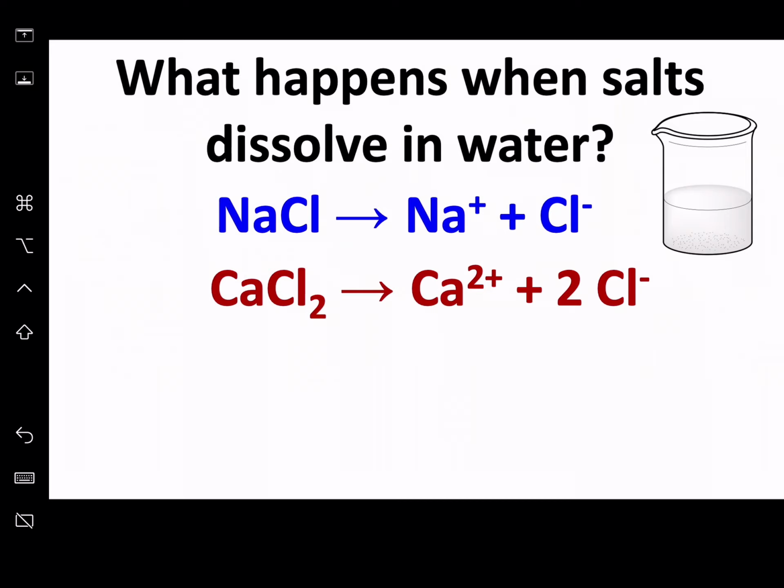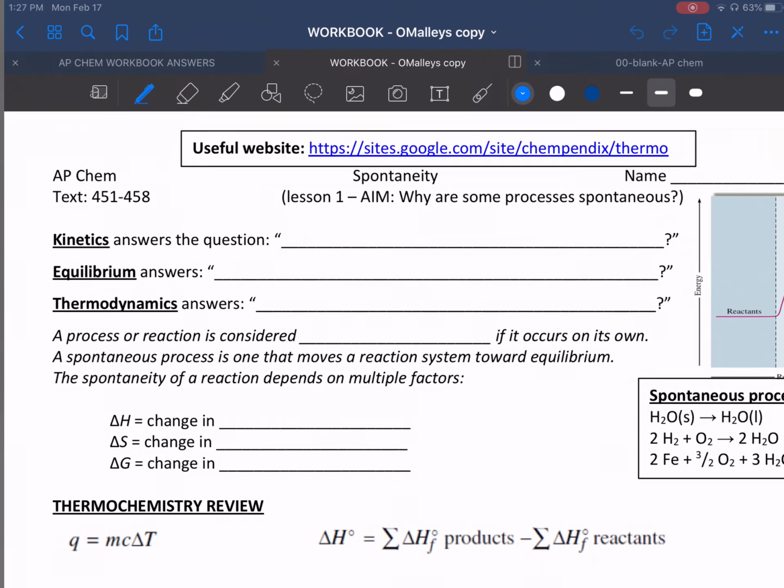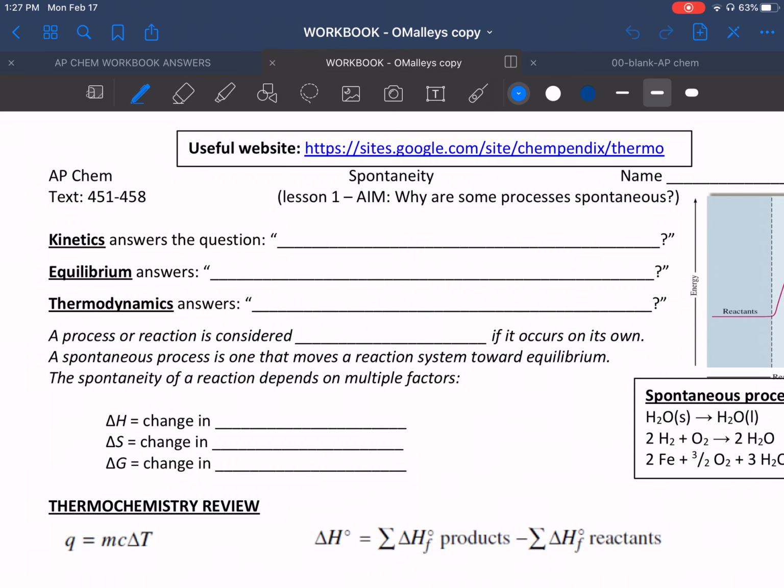So we know from our past discussions that means that sodium chloride is an endothermic dissolving, but calcium chloride is an exothermic dissolving. So they both have a measurable change in enthalpy, and they're the opposite of each other, but they both still happen. And the question is why? Why do these both happen if one is endo and one is exo? And exothermic processes are typically thought of as more favorable. Well, that's what the discussion from today is.